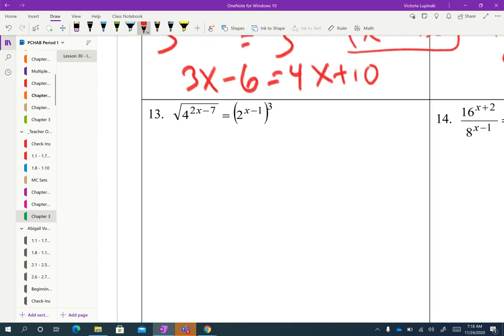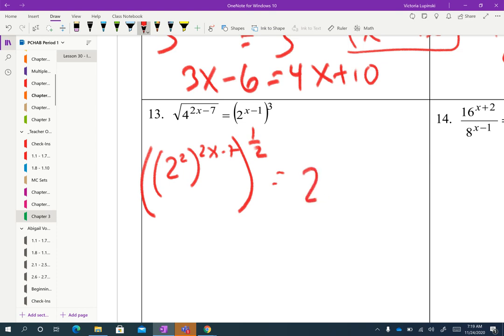So again, just be careful here. So you're going to go ahead and write the 4 as a 2 squared to the 2x minus 7. And then that's all technically going to be to the 1/2 power. And then this would be 2 to the 3x minus 3. So you can do it in one step or multiple steps. It's really kind of up to you. So squared times, so 2 times 2x is 4x times 1/2 would be 2x. And then the 2 and the half would cancel, which would give you 2x minus 7.